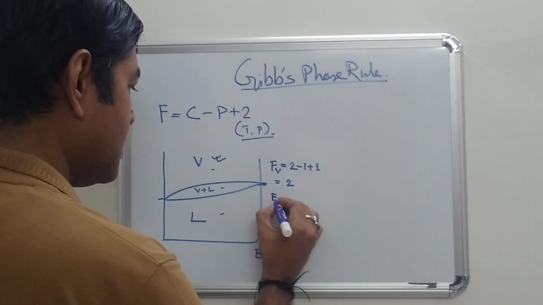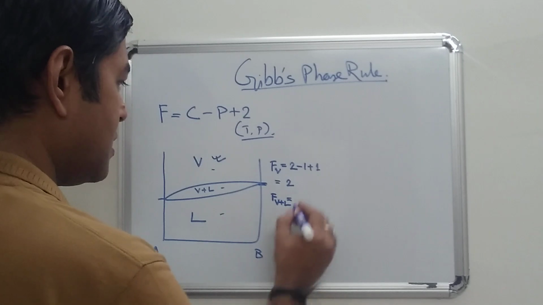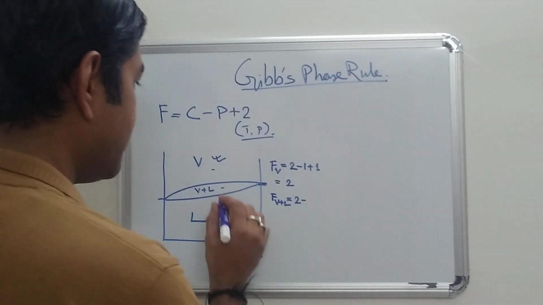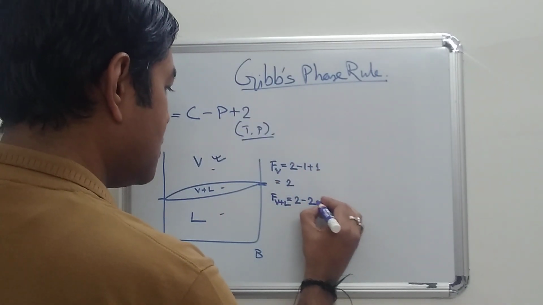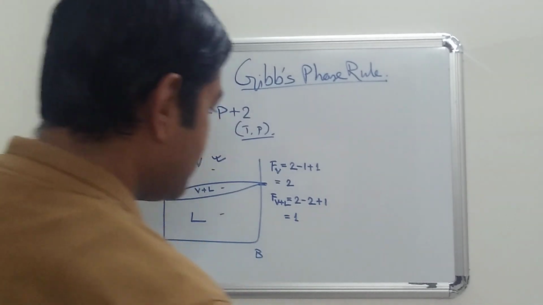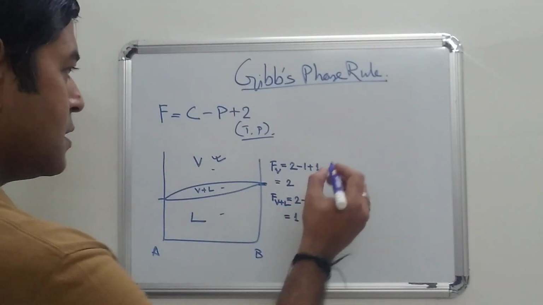But in the vapor liquid coexist zone, what happens? The number of components remains the same. The number of phases in equilibrium will increase from 1 to 2 and this will be 1. So degree of freedom is reduced from 2 to 1.